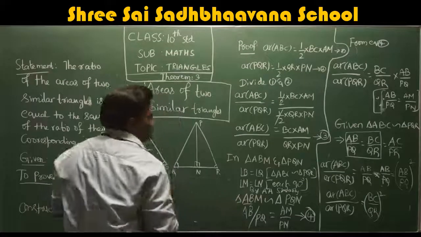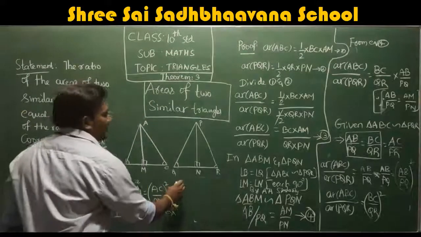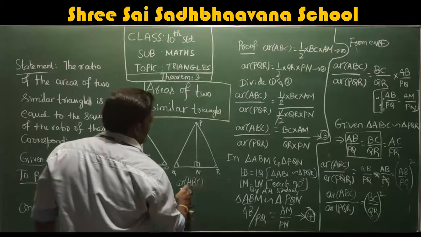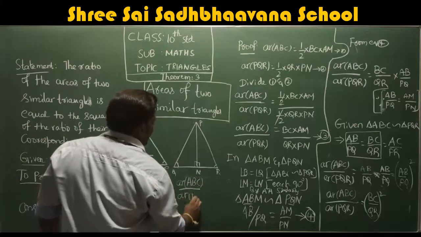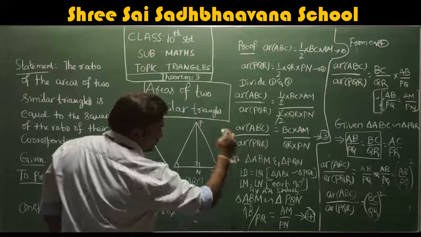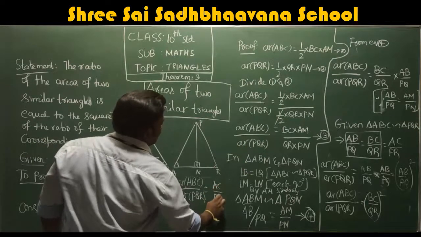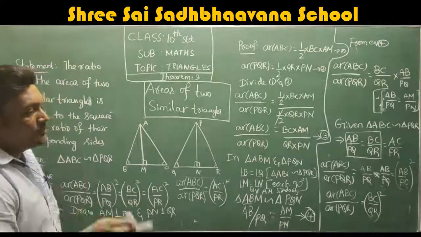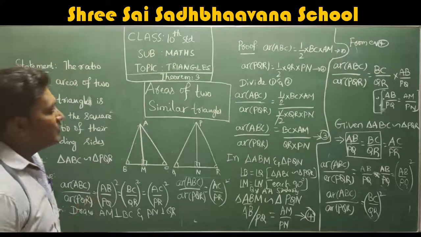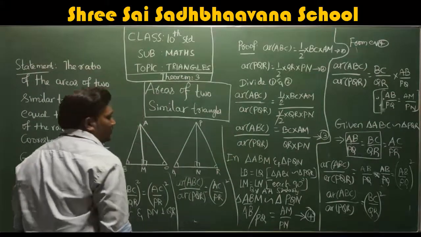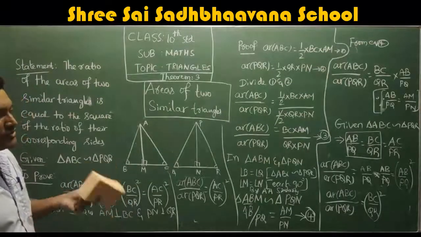Similarly, the LHS remains the same. Area of triangle ABC by area of triangle PQR can also be written as AC by PR, because all these three are equal. If you write AB by PQ, and in the same place BC by QR, and in the same place AC by PR, both are the same. There is no difference. Correct? Because they are equal to each other.